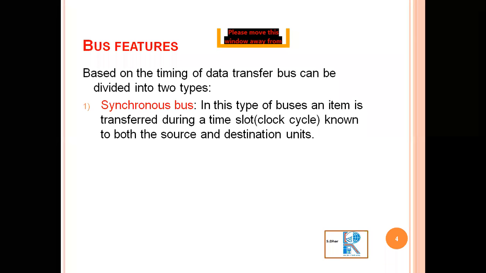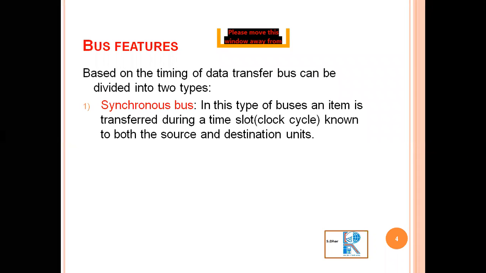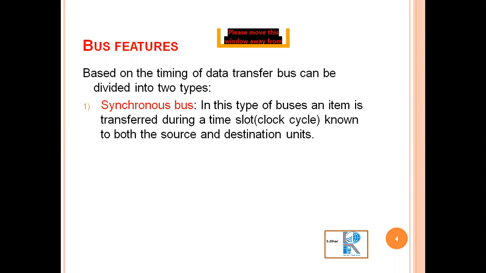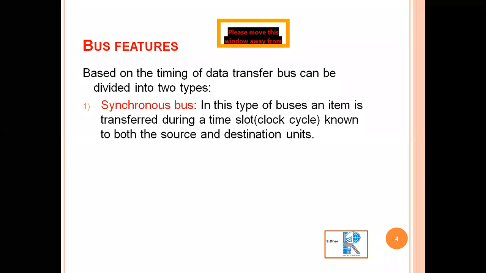Again, I repeat, depending on the timing of the data transfer in a bus, there are two types of buses in the system. One is called the synchronous bus, another is called the asynchronous bus transfer. What happens in the synchronous? Synchronous means, always remember, that one clock is related with the transfer of the data. Clear? That means if the computer system clock is related with the transfer of the data, then that transfer of the data using the bus is called the synchronous bus transfer.